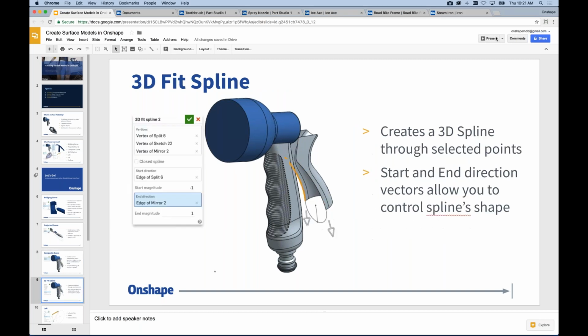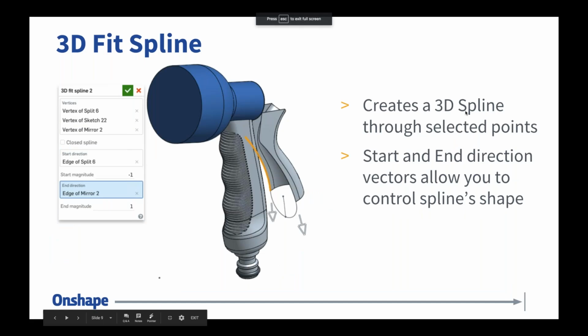The next one in my list is 3D Fit Spline. And like the name implies, this allows you to create a 3D spline through points that you select. I think the real value in this command, of course you can create a 3D spline through points, and that's rather simple functionality, but the real power of this command comes in the ability to define a start and end direction, because that allows you to make sure that the 3D spline is a smooth transition from whatever geometry that you're selecting. So the example I have in the screenshot there is the spray nozzle.